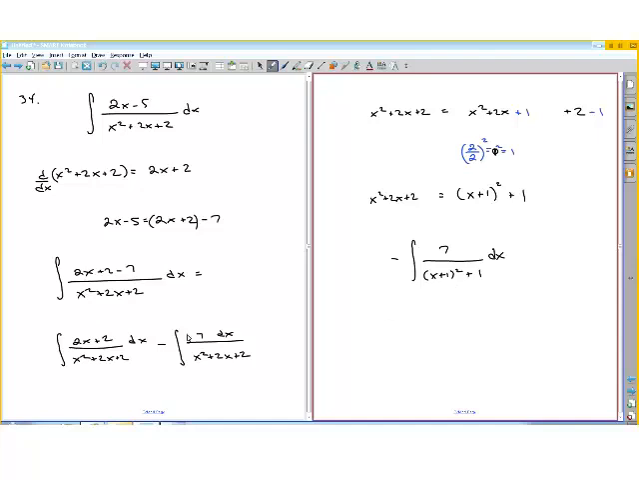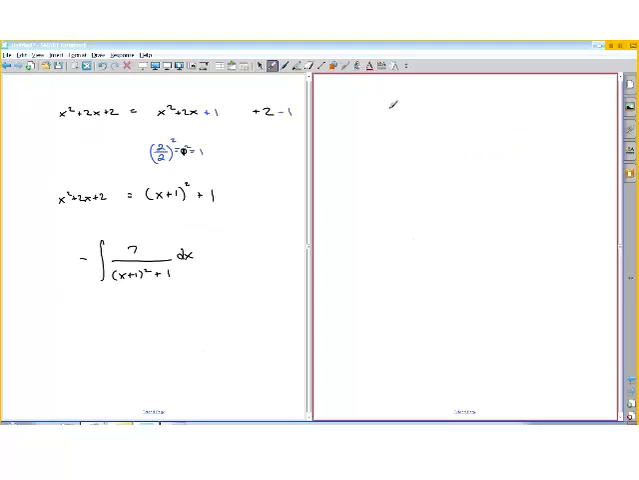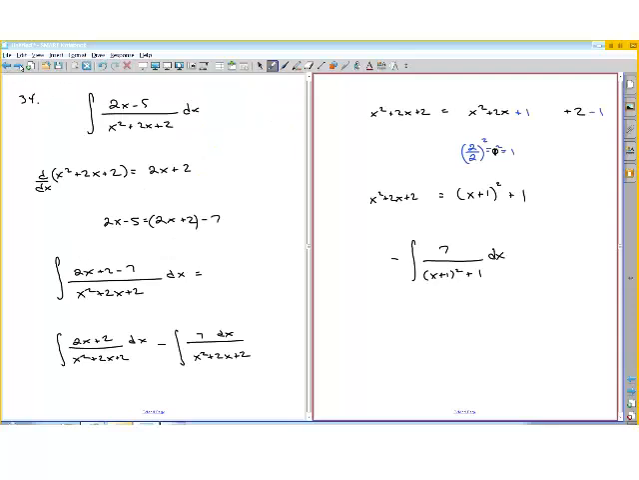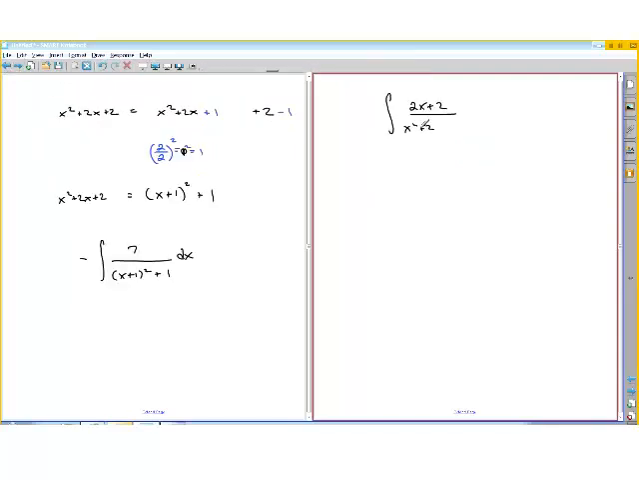So I'm going to do these each one separately now, and then we'll combine them again. So let's take the first part, and we're going to use u substitution. The first of those two integrals was the integral of (2x + 2) divided by (x squared + 2x + 2) dx.